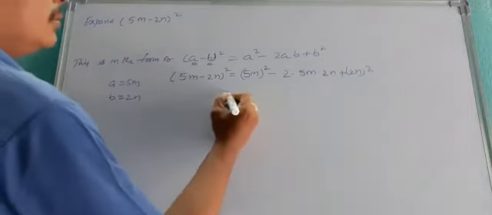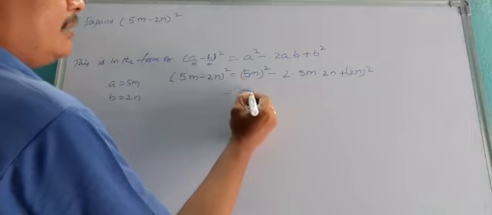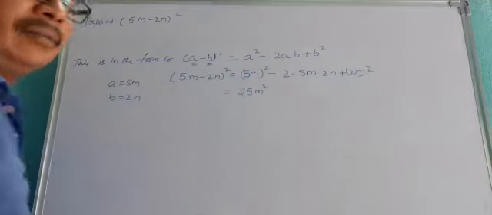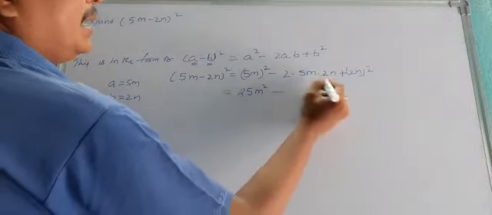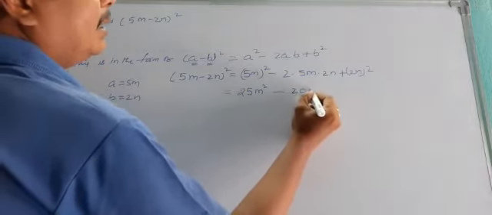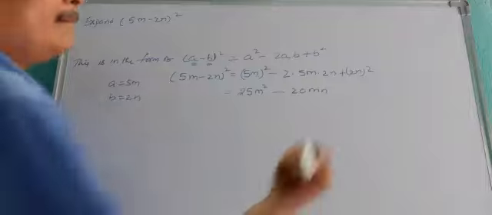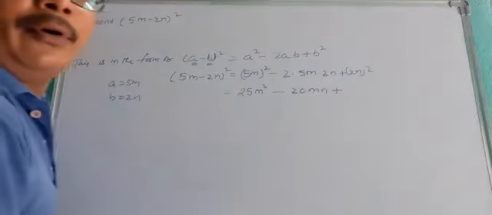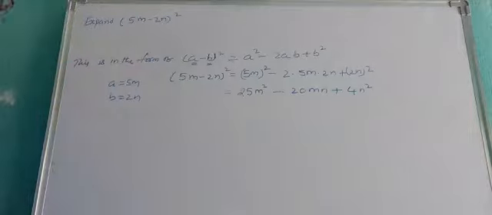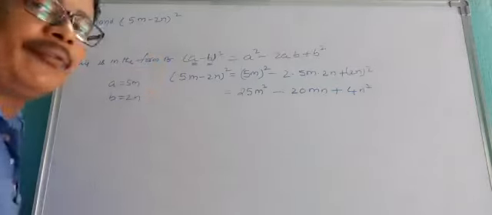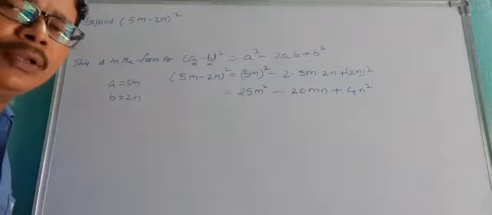So 5 square means 25m square, 5 into 5, 25. Then minus 5 twos are 10, 10 twos are 20, m into n, mn, plus 2 square, 4n square. So this is the expanded form of (5m minus 2n) whole square.